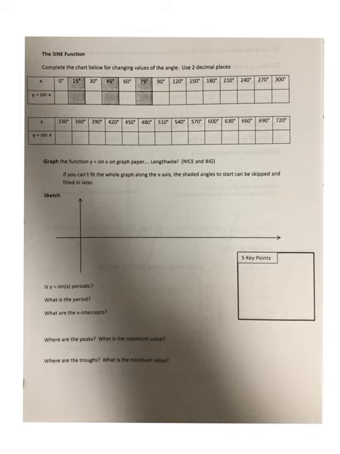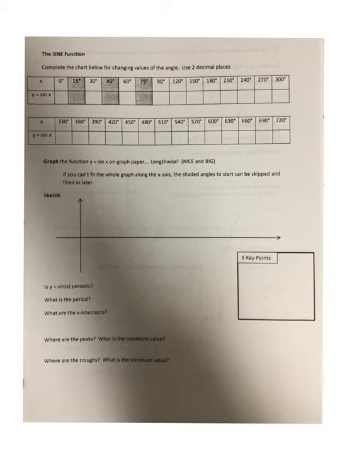So your calculator needs to be in degree mode. I've already gone through how to change that, but if you don't see a little D or a DEG at the top, please make sure that it's in degree mode before you start. Depending on your calculator, some of you will be hitting sine and then the number, some of you will be hitting the number and then sine. What we're going to be doing is working through this chart.